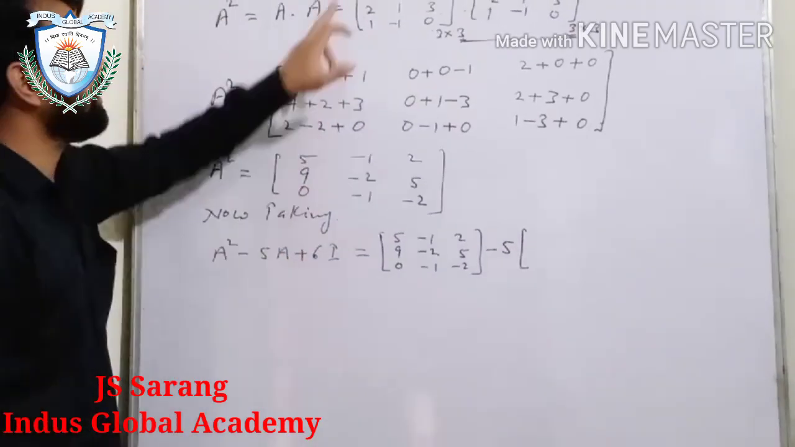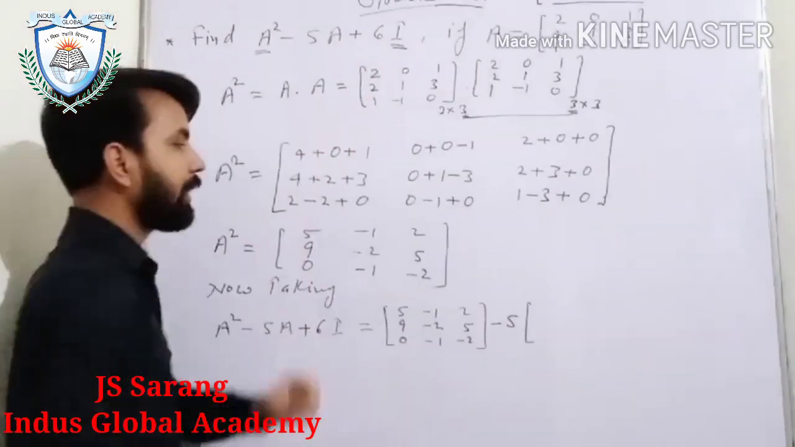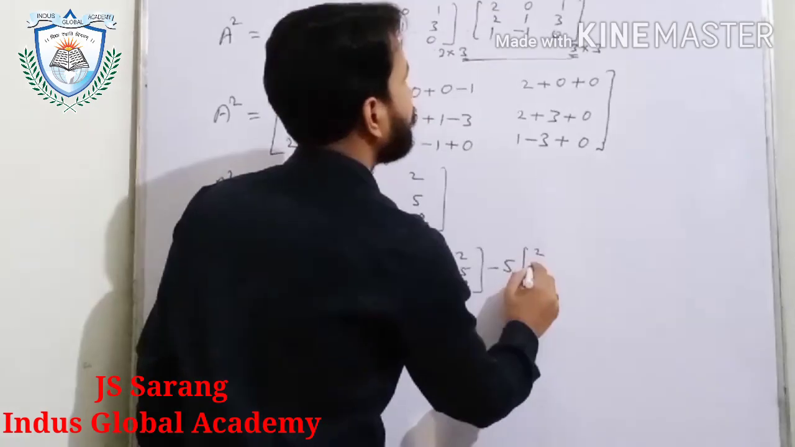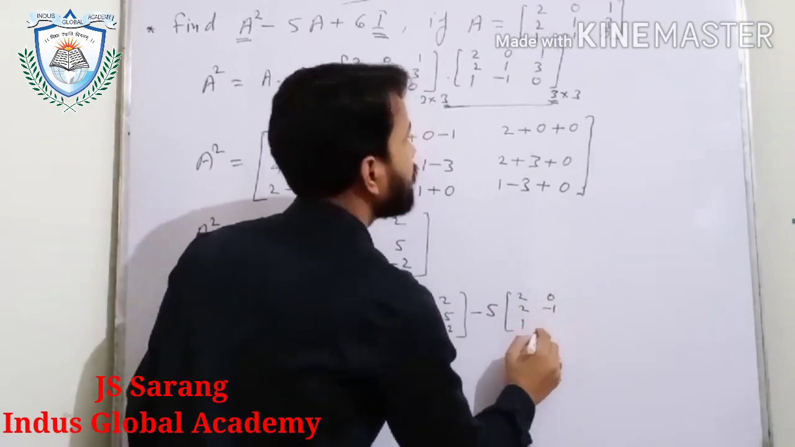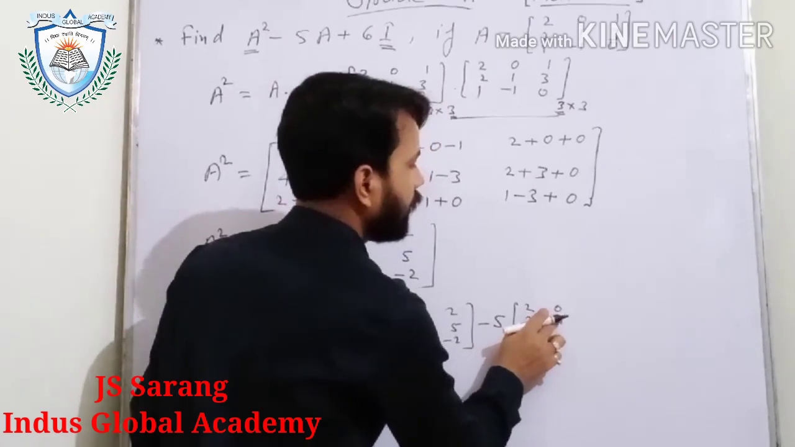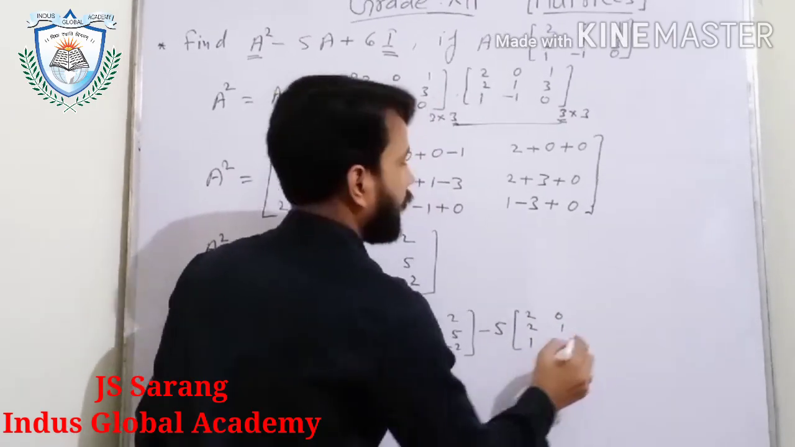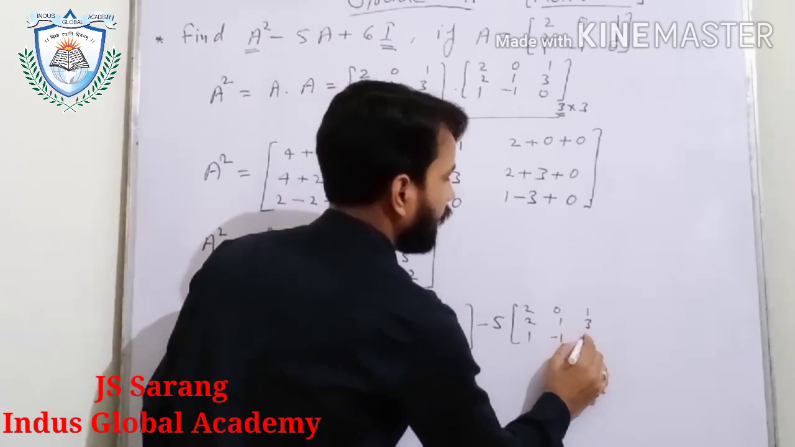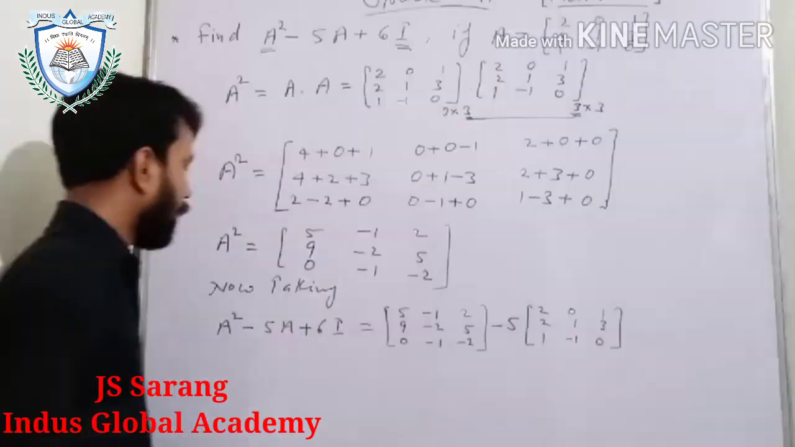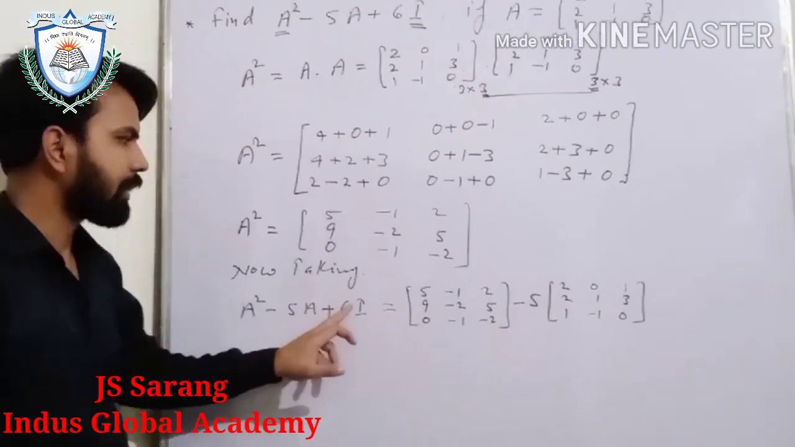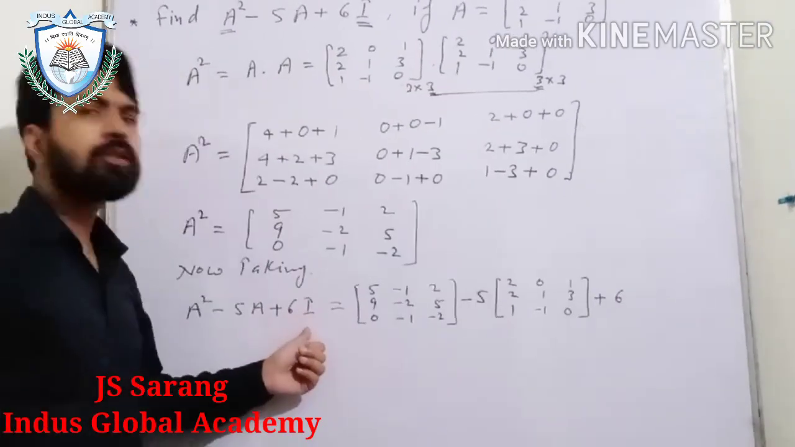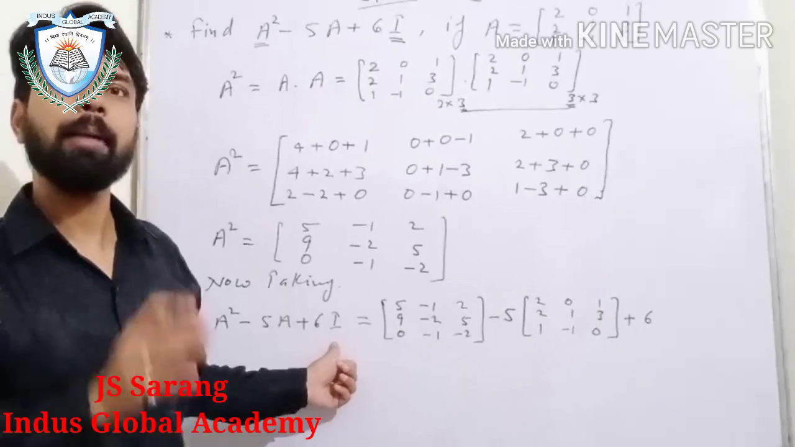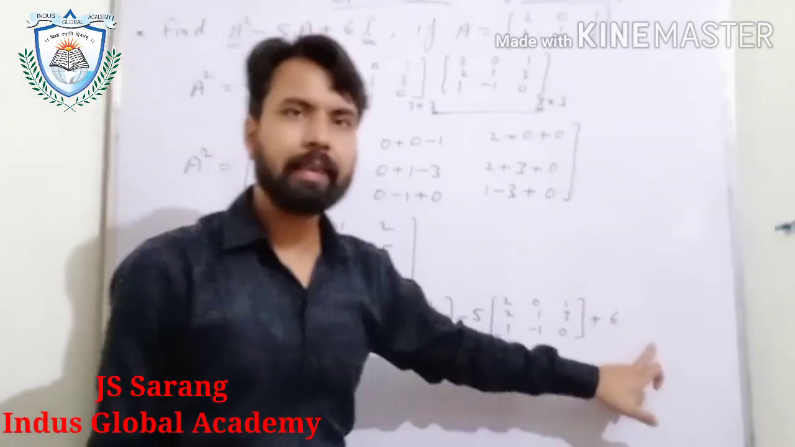A matrix is given. We have to write that matrix. That is 2, 2, 1, 0, minus 1, 0, 1 and minus 1, and 1, 3 and 0. After that there is plus 6I. So plus 6, and in place of I, we have to write the identity matrix.